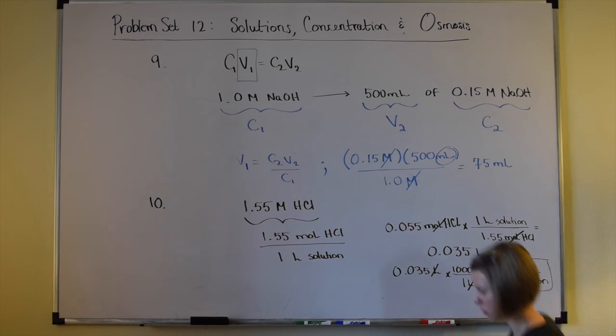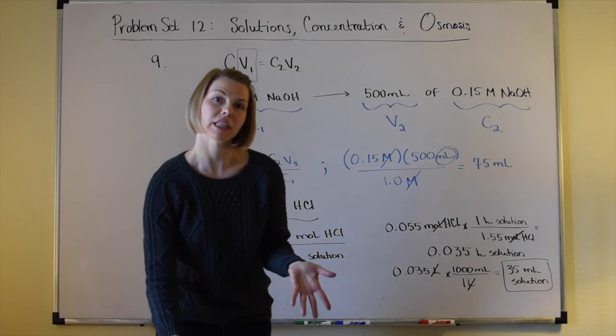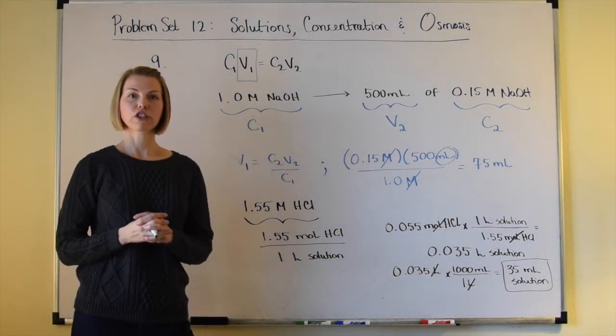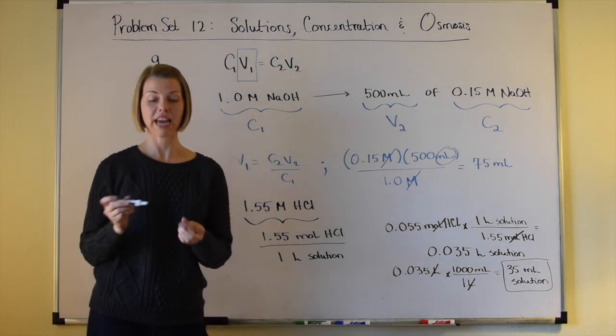Okay, so how much should we add to our reaction? We should add 35 milliliters of that 1.55 molar solution in order to get an addition of just 0.055 moles of HCl.